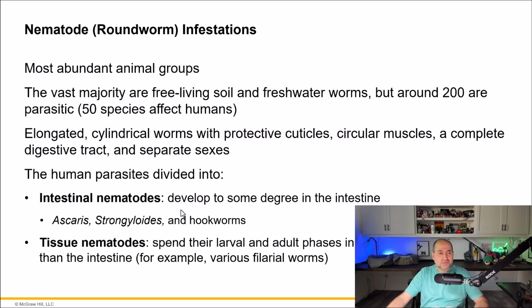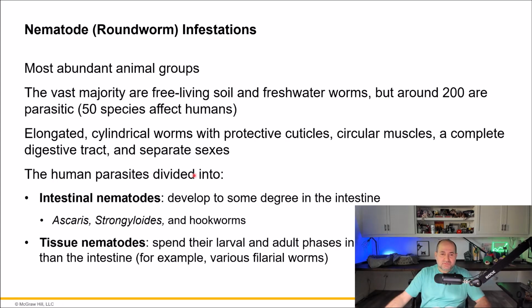So again, depending on what type of helminthic infection you're diagnosed with, you're going to be prescribed one of these various drugs. So again, remember, nematodes are the roundworms. These are the most abundant animal groups. The vast majority of these are free living in the soil and freshwater, but around 200 of these are parasitic, and 50 of those affect humans. And do you know what roundworm means? It means you have a round worm, an elongated cylindrical worm with protective cuticles, circular muscles, a complete digestive tract, and they have distinct separate sexes. So you can tell the difference between a male worm and a female worm.